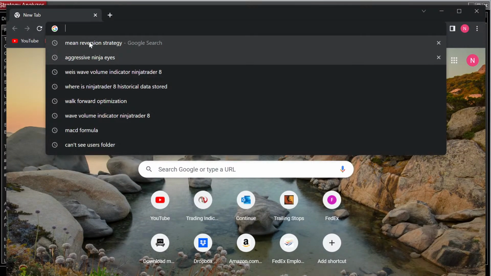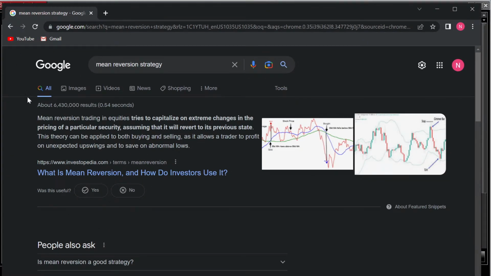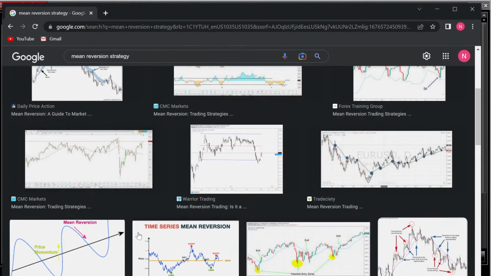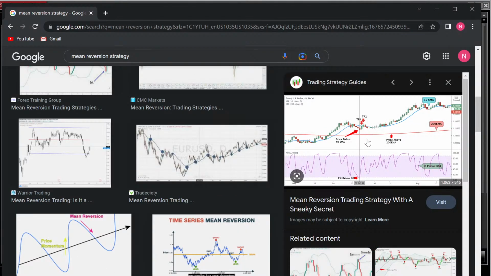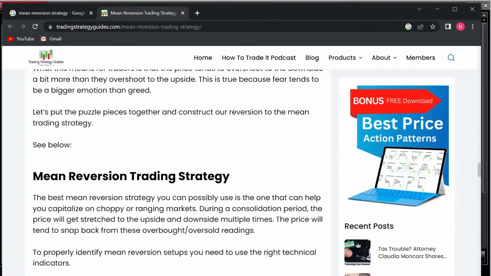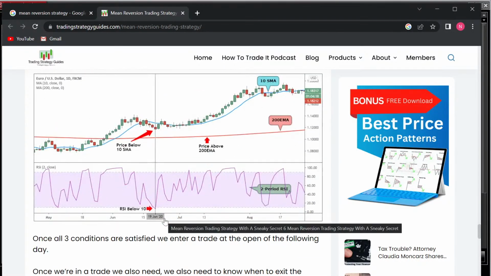We go to Google and type in this mean reversion strategy here. And then right here is where we found it. It talks about it a lot, and then at the end it finally gets into it.